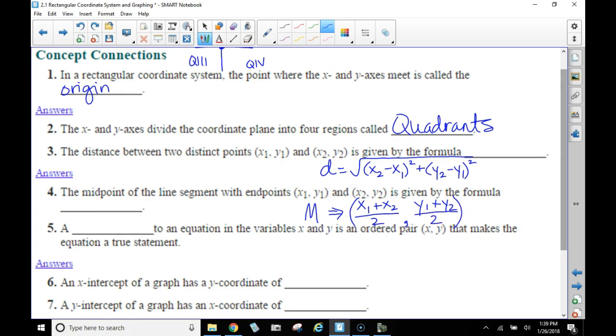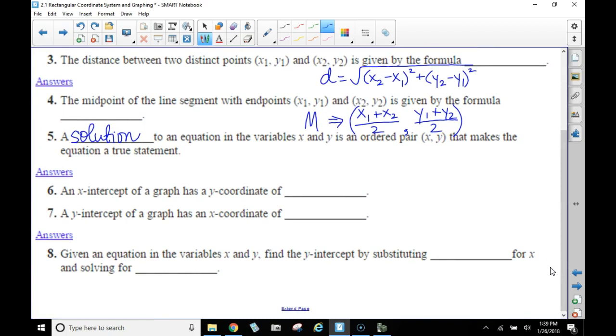Number 5, a blank to an equation in the variables x and y is an ordered pair that makes the equation a true statement. Well, just like in anything that makes an equation true, we're going to call that a solution. Okay?